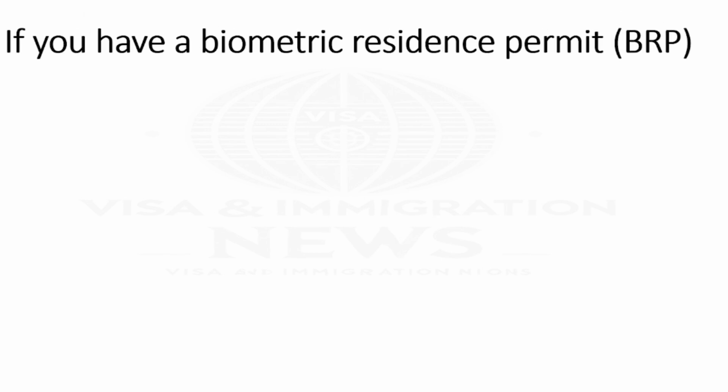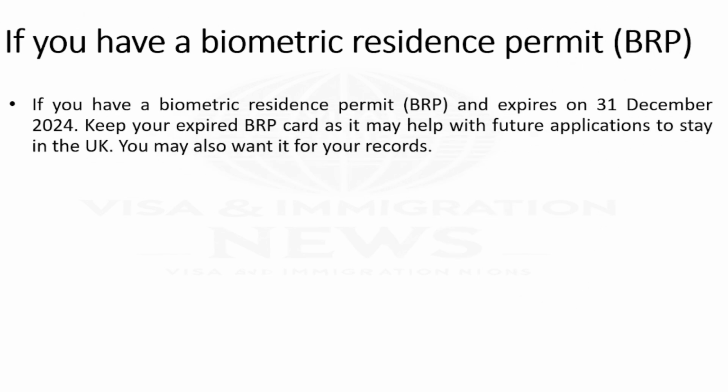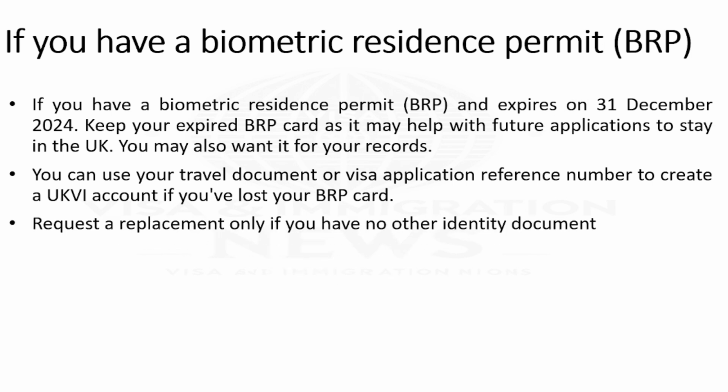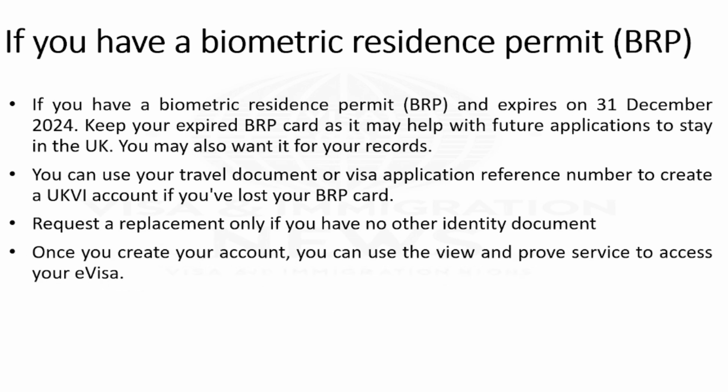If you have a biometric residence permit, BRP, and it expires on the 31st of December 2024, keep your expired BRP card as it may help with future applications to stay in the UK. You may also want it for your records. You can use your travel document or visa application reference number to create a UKVI account if you've lost your BRP card. Request a replacement only if you have no other identity document. Once you create your account, you can use the View and Prove service to access your eVISA.